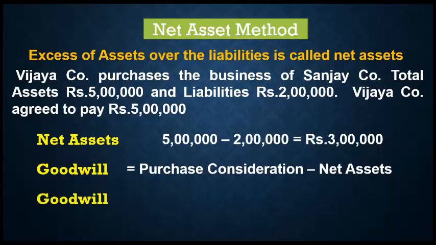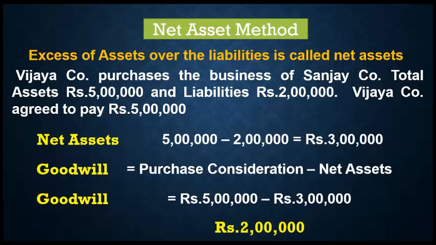Goodwill is equal to the purchase price paid by Vijay Company Limited to Sanjay Company Limited. How much rupees? 5 lakh, already stated in the problem. Vijay Company Limited agreed to pay rupees 5 lakh. And net asset, what is the answer? Rupees 3 lakh. Rupees 5 lakh minus rupees 3 lakh, what is the amount?